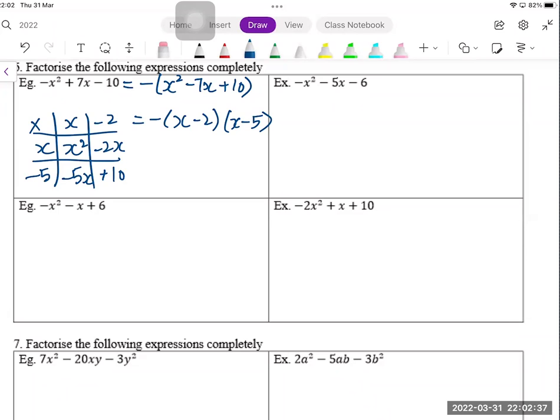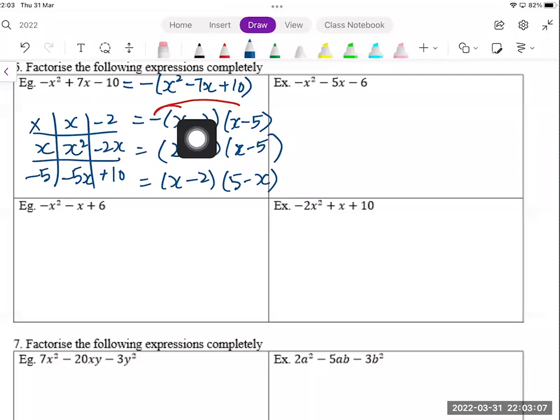Okay, there are a few other ways you can do this. What you can do is take this negative sign into here, or this negative sign into here. If you put it into the first one, it will become 2 minus x times x minus 5. If it goes into the second one instead, then you have x minus 2 times 5 minus x. Do you understand how this negative can be absorbed into here?